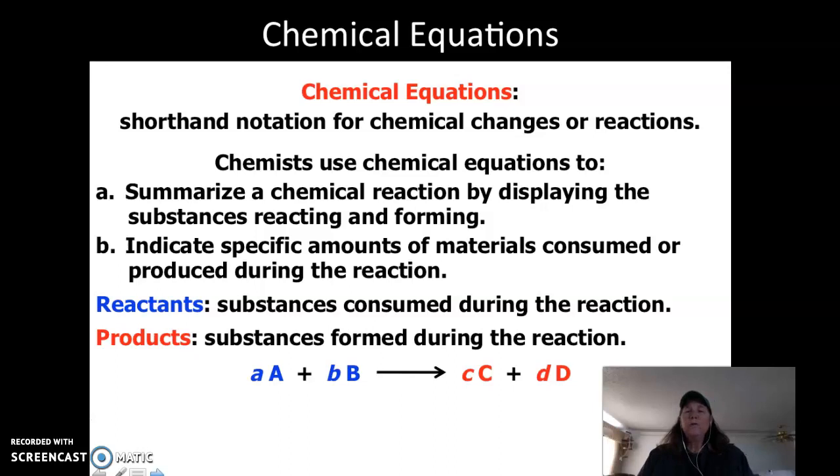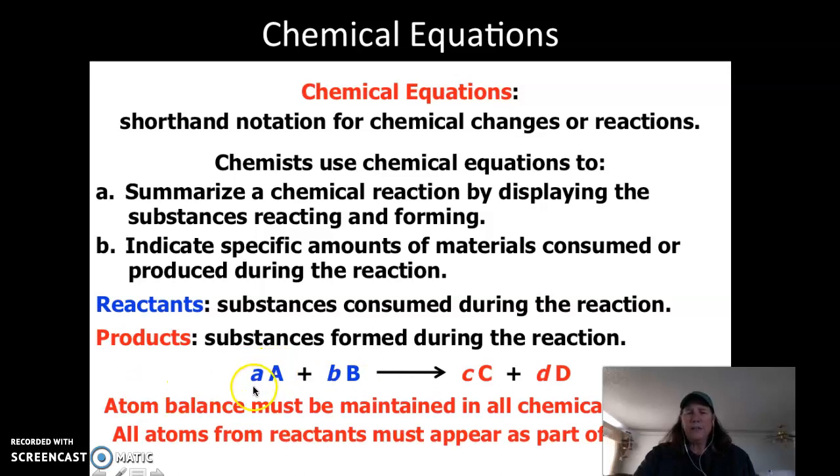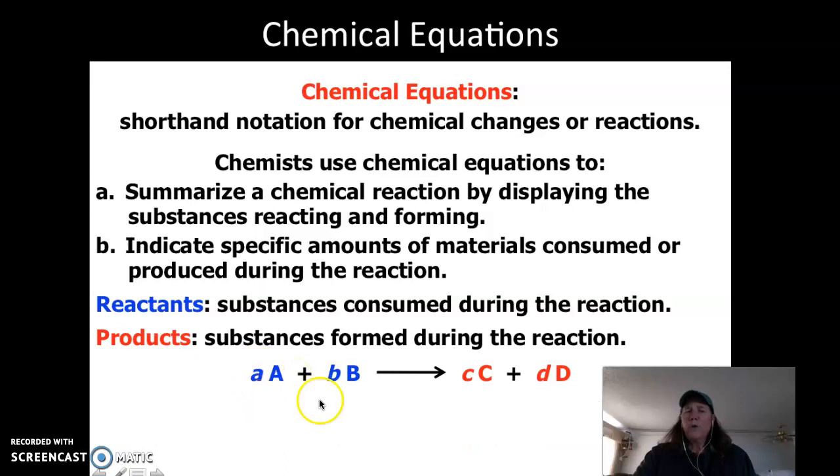Okay, when you look at a chemical equation, there's certain things. If we're looking here, what we start with in the blue here, these are called the reactants. They're like your ingredients. Okay, if I'm going to mix these things together, these are what I'm starting with. And these in front here are called coefficients. Coefficients are used to balance equations. We're going to talk about that.